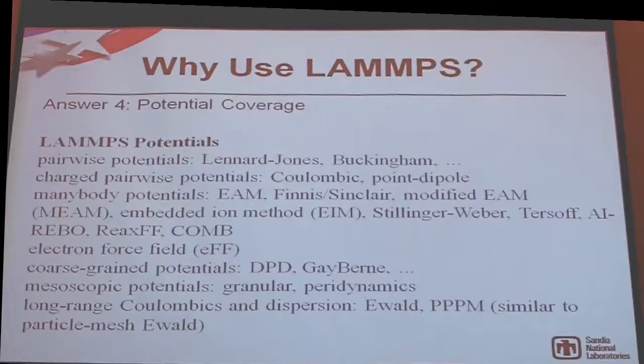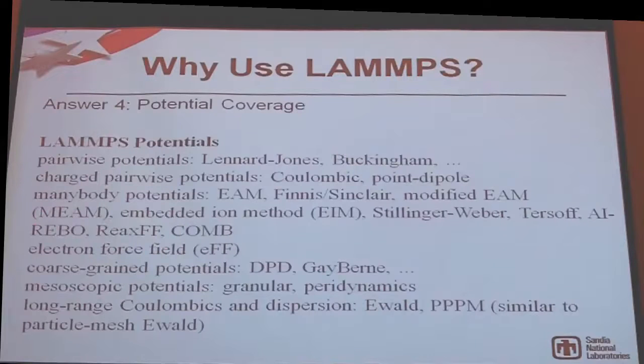So the answer number 4 to why use LAMMPS is that it's got great potential coverage. And I've already touched on this a little bit, but it's got lots of different pairwise potentials, such as Lennard-Jones and the Buckingham potential. Lots of different charged pairwise potentials. It does Coulombic interactions, point dipole interactions. It does many body potentials. These are primarily for metallic materials or semiconductors. And we'll talk more about some of these later.